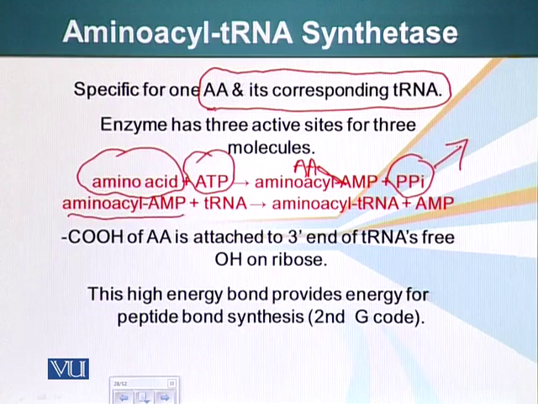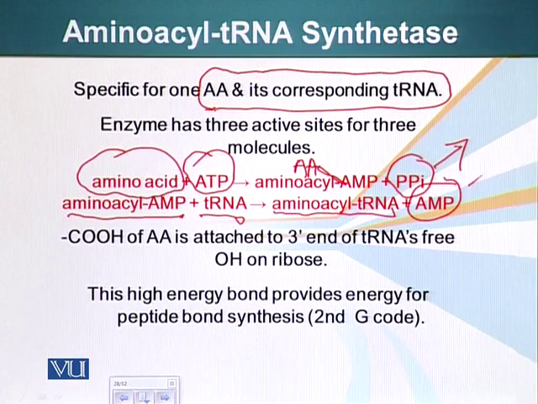The aminoacyl AMP and tRNA come to this enzyme. This enzyme catalyzes the next reaction. It transfers this aminoacyl AMP bond and makes aminoacyl tRNA, and AMP is released. So this tRNA now carries a particular amino acid. The carboxy domain of the amino acid is attached to the free hydroxyl group on the ribose at the 3' end of the tRNA. We know what the 3' end of the tRNA is. It is basically the hydroxyl group on the 3' carbon in the pentose sugar.